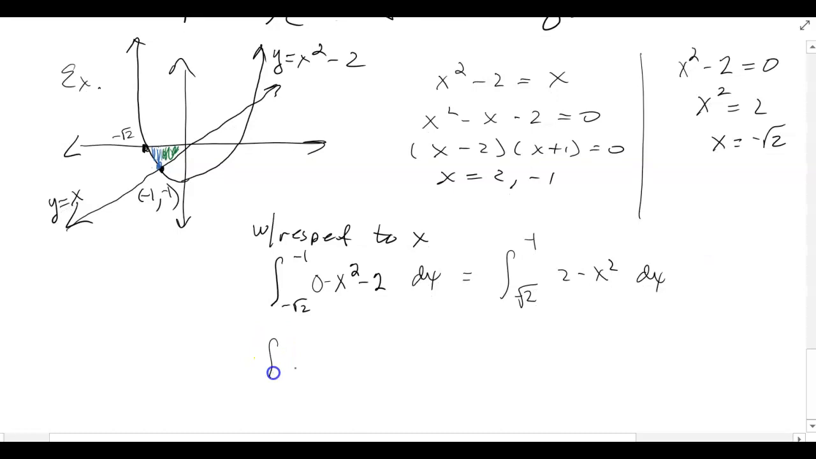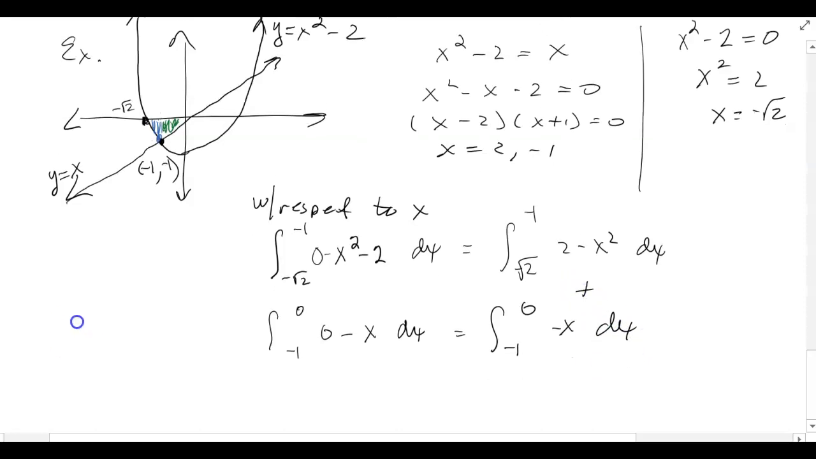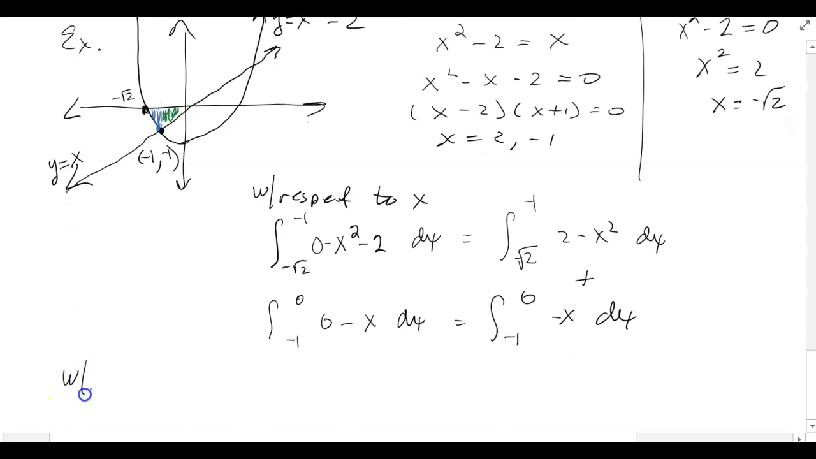But then you also have to add that to the area from -1 to 0 of 0 minus x. And you would have to add these two areas together. Now, if you did it with respect to y, then you are going completely from -1 to 0, because you're looking at the y values, right? This is -1, that's 0.